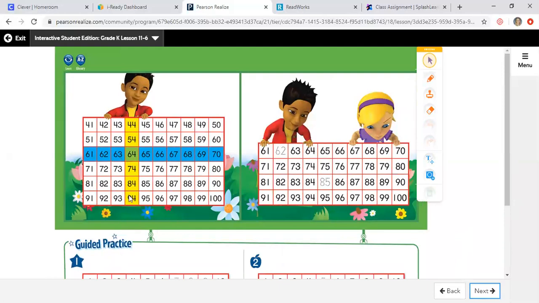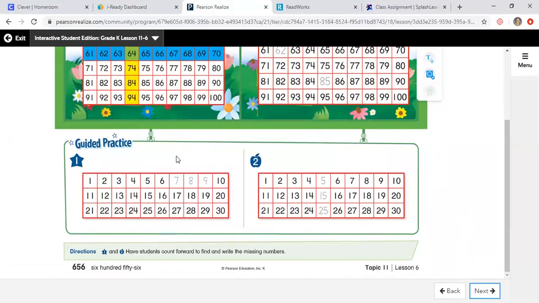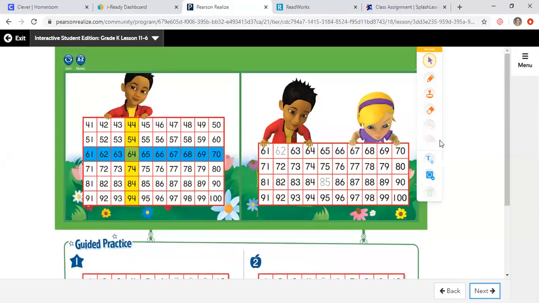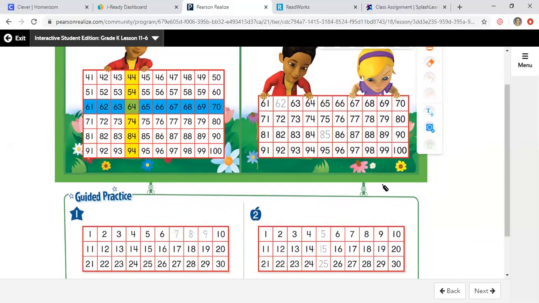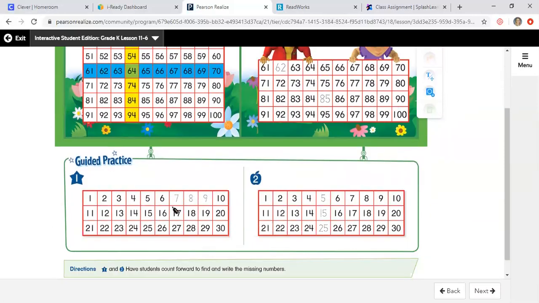Remember what we call this right here that goes up and down? That's called a column. And what's it called when it goes side to side? A row. Very good. All right, so you don't need to write this down right now. But number 1 and 2, it says, have students count forward to find and write the missing numbers. Okay, so I want y'all to count out loud with me, okay? We're gonna find the missing numbers. Pretend that we can't see them.